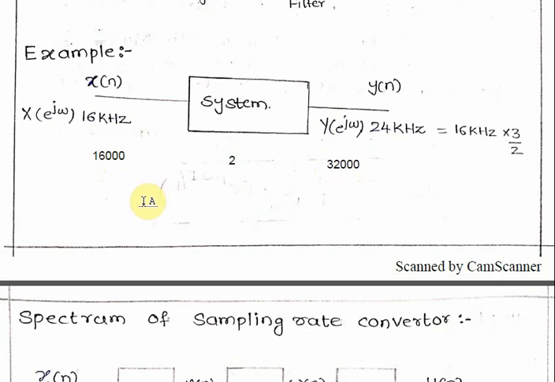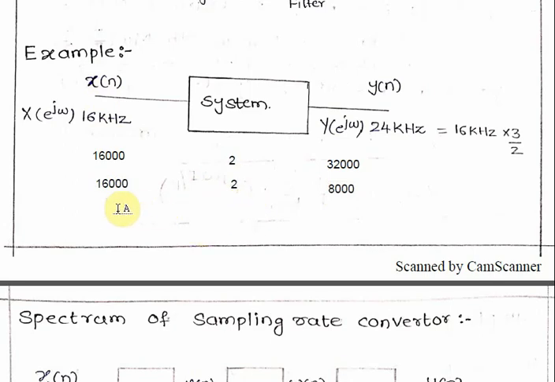In second case, decimation. Decimation means reducing the number of samples of a discrete time signal. Let us consider input signal x of n has 16,000 samples. We need 8,000 samples. Here we need to do the operation decimation with a factor 2.